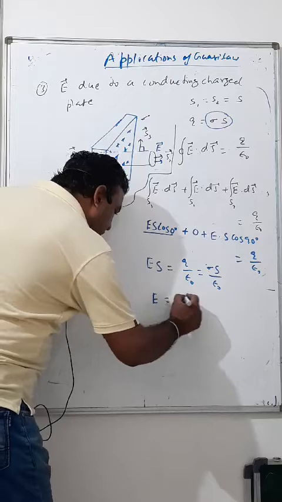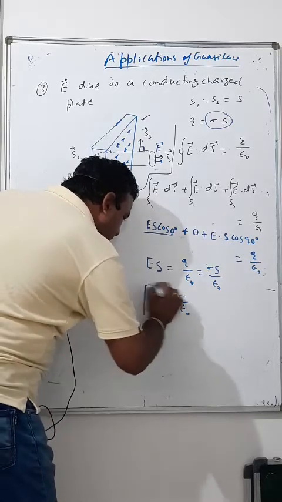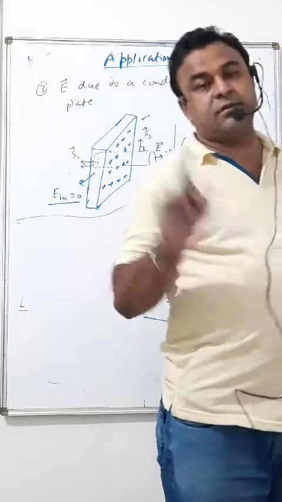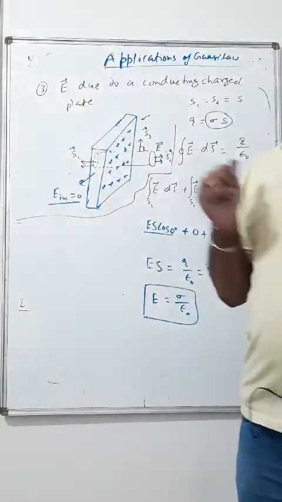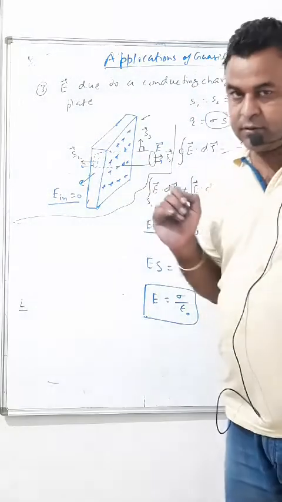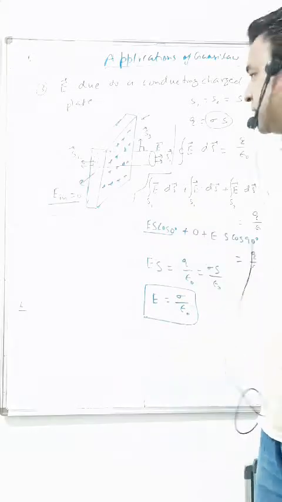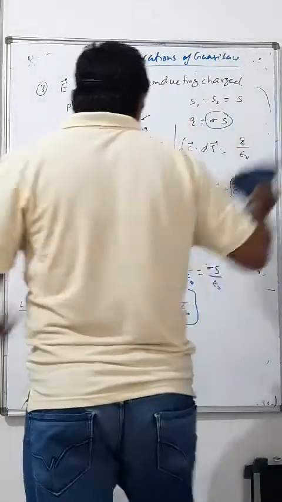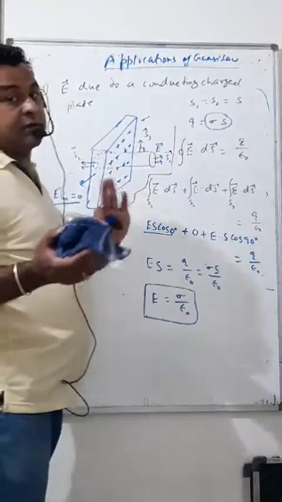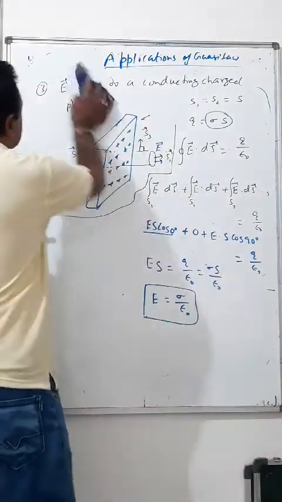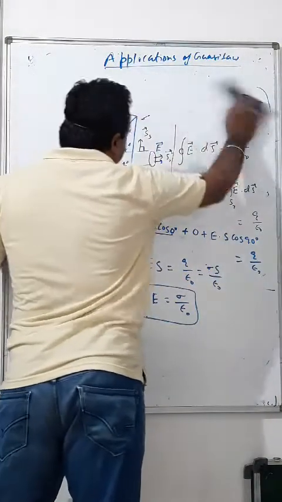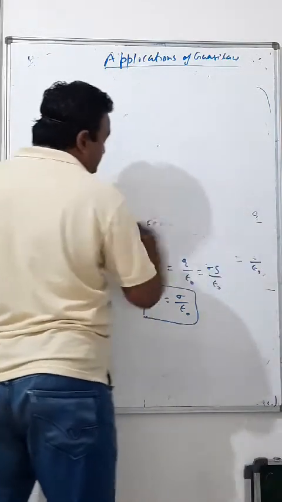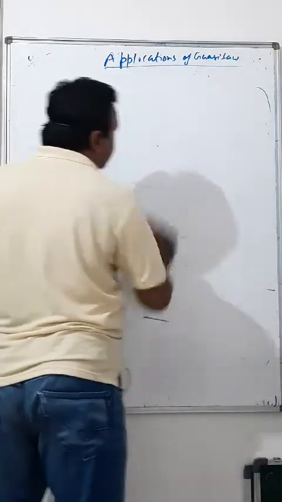E is equal to sigma upon epsilon naught. Now look at the difference. There was sigma by 2 epsilon naught, here it is sigma by epsilon naught. There is another way also to understand how this happens. We'll discuss it in the case of capacitors, when we discuss the parallel plate capacitor. Then we will discuss this.